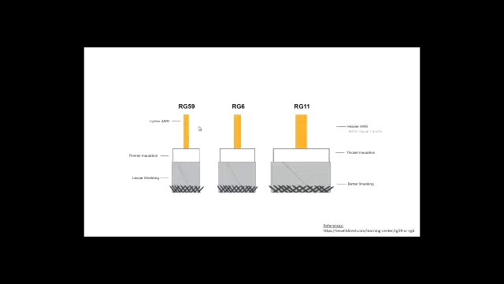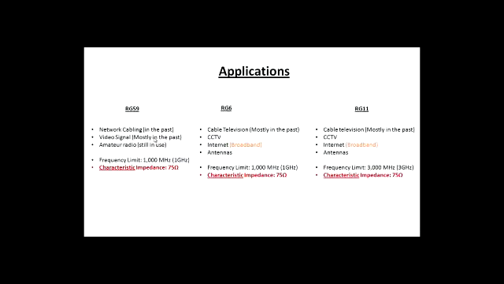Now RG59 is slightly thinner, and the center core is also thinner, which is a larger gauge number, which means the wire is thinner. And then, of course, there is the one on the other side, called RG11, and it's a thicker cable altogether, with a heavier gauge center core. And of course, they have a braided shield, and there are connectors associated with that as well.